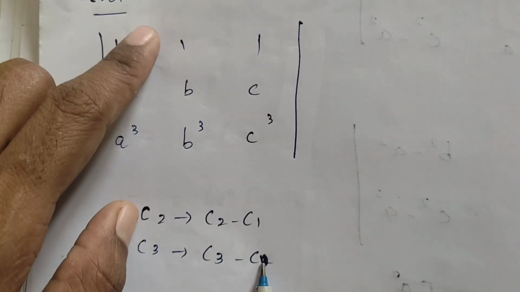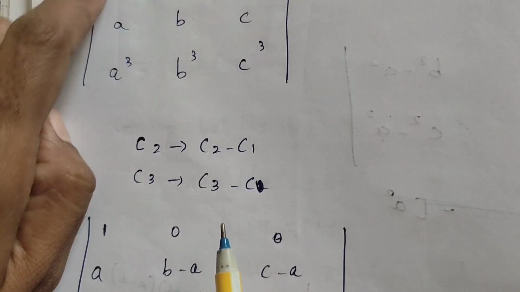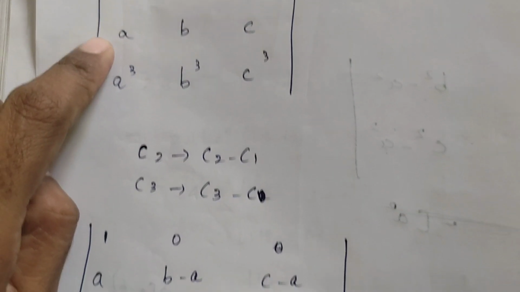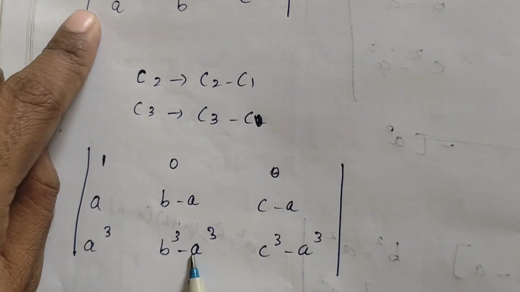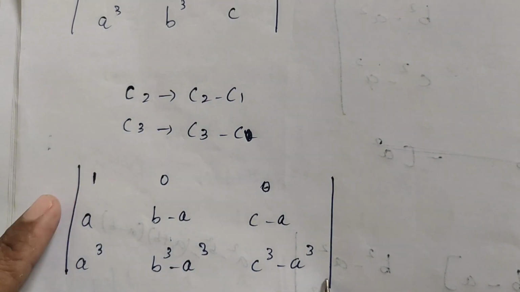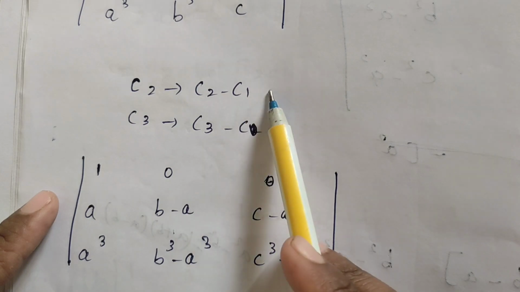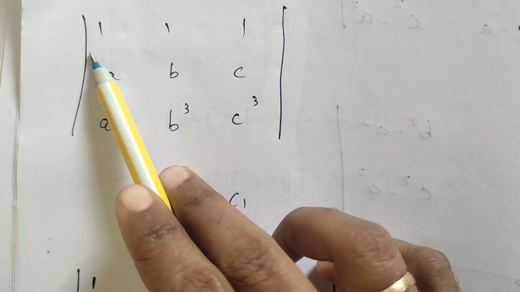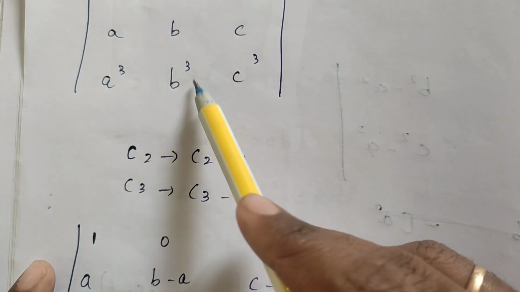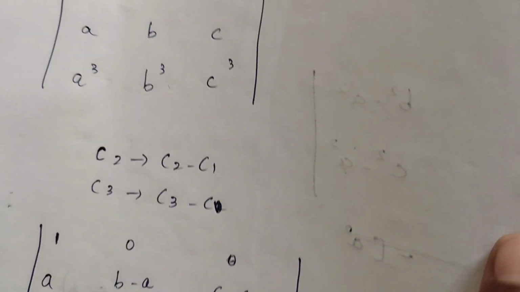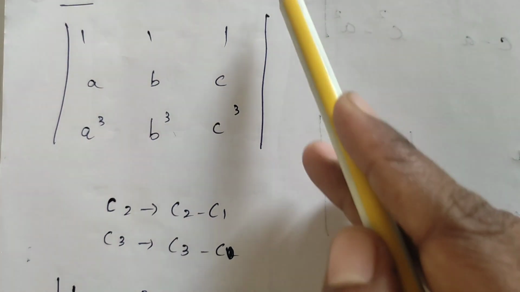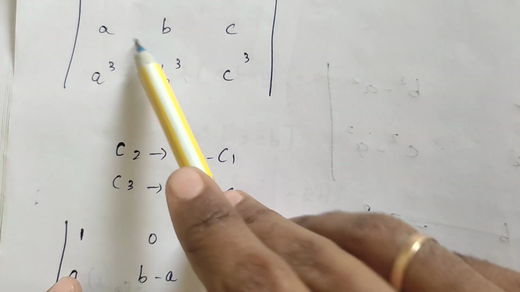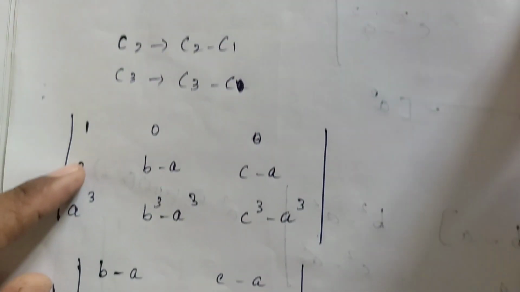So C2 is 1 minus 1, 0, B minus A, C minus A, B cube minus A cube, C cube minus A cube. The first operation is C2 minus C1: 1 minus 1, B minus A, B cube minus A cube. So C2 is this. Now C3 is C3 minus C1: 1 minus 1, 0, C minus A, C cube minus A cube. That is what is written here.